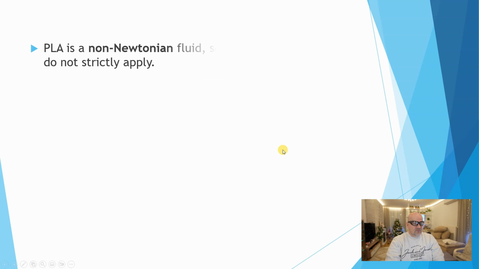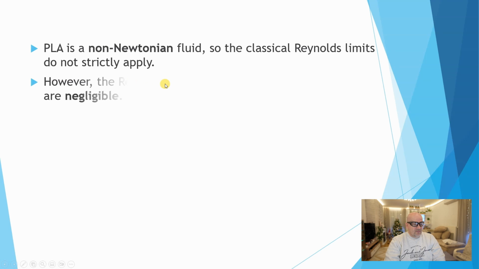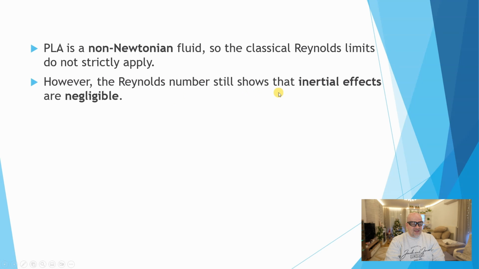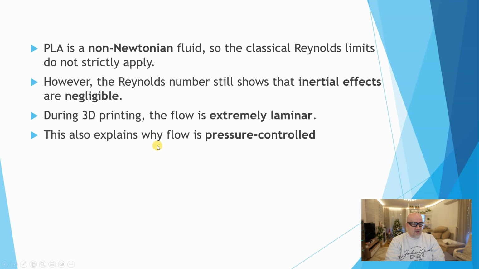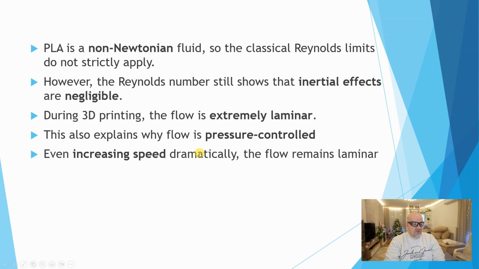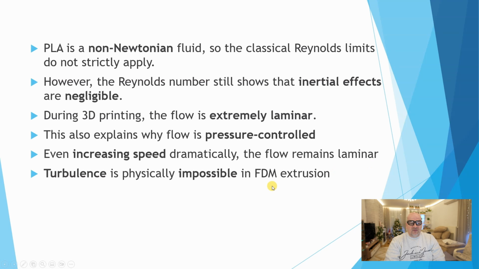What does this mean? First of all, the PLA is a non-Newtonian fluid, so classical Reynolds limits do not strictly apply. But the Reynolds number still shows that the inertial effects are negligible in this case, and during the printing the flow is extremely laminar. Also, it explains why flow is pressure controlled, and even increasing speed dramatically, the flow remains laminar, and turbulence is physically impossible in FDM extrusion.